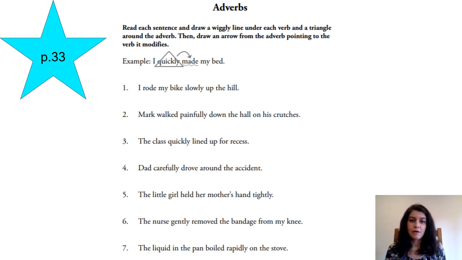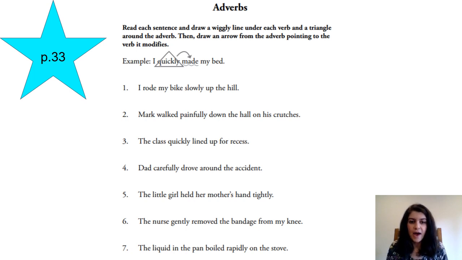On this sheet, you're going to do exactly what we were just practicing. It says read each sentence and first draw a wiggly line under each verb. Then draw a triangle around the adverb. Then, last step, draw an arrow from the adverb pointing to the verb it modifies. So wiggle underline the verb, triangle around the adverb, arrow from the adverb to the verb. Let's try number 1 together, and then you can get started finishing the rest on your own.